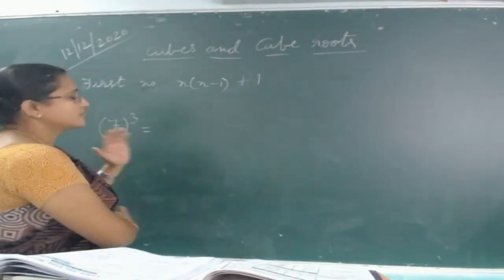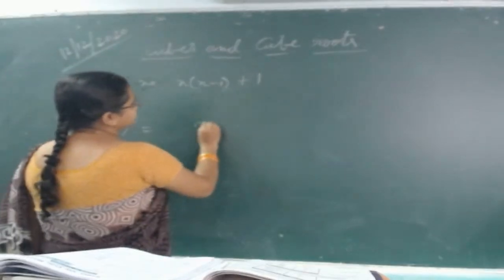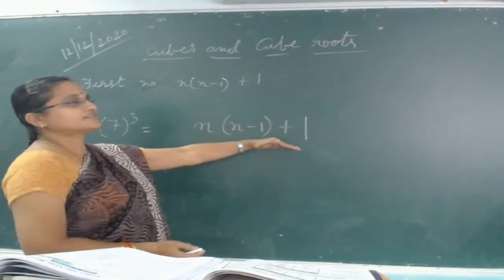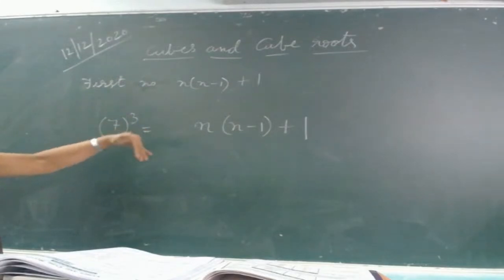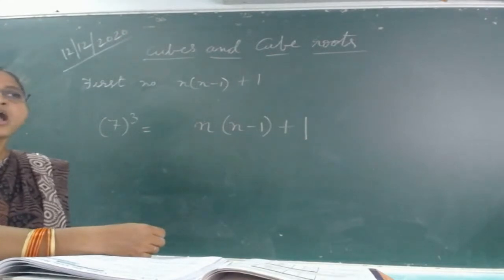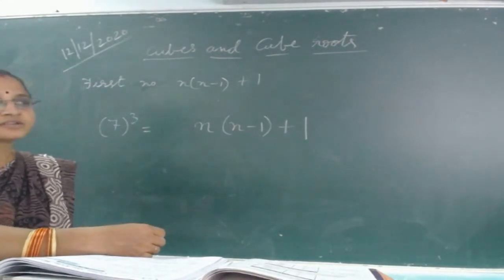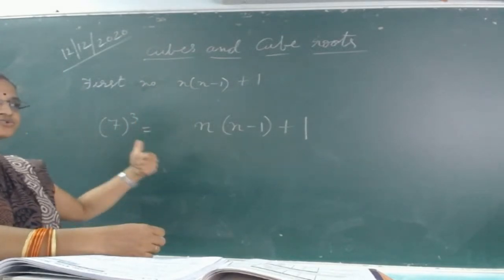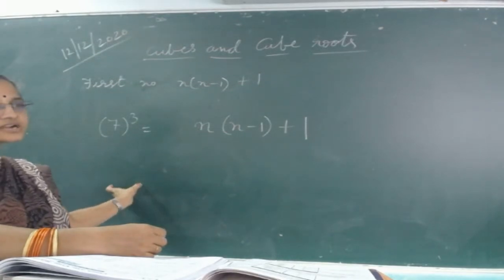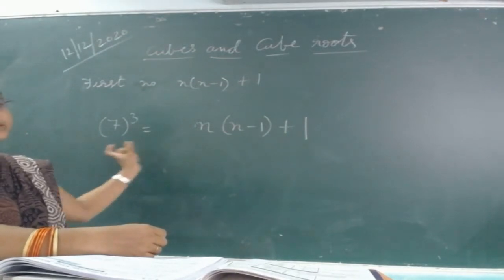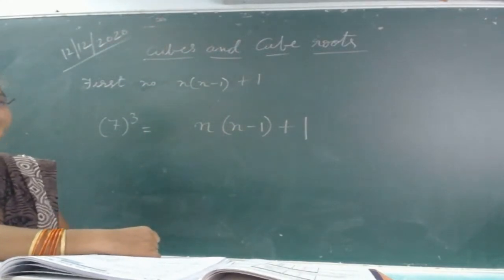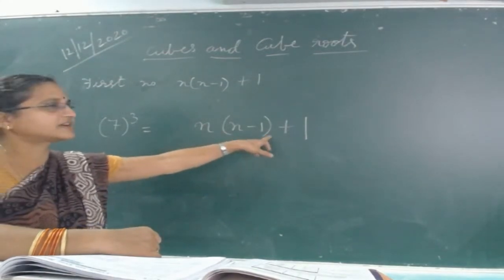Understand or not? For finding that out, there is one rule, that is n into n minus 1 plus 1, to find from which odd number we have to start. 7 cube you can express as the sum of consecutive odd numbers, but while expressing, which odd number should be the first number? Is it 1 or 3 or 5 or 7? What is the first odd number that should be taken for expressing 7 cube? For knowing that, there is one formula. What is that formula? n into n minus 1 plus 1.